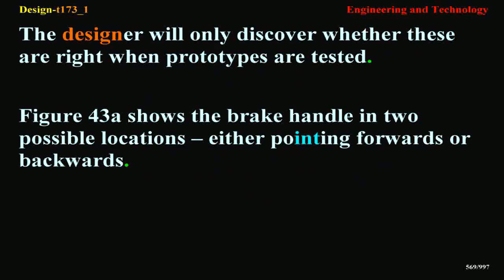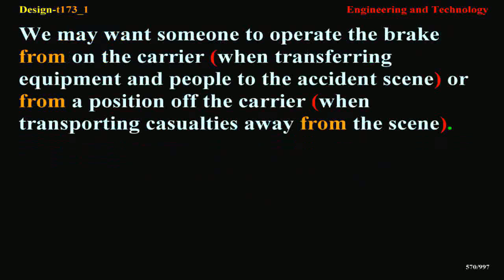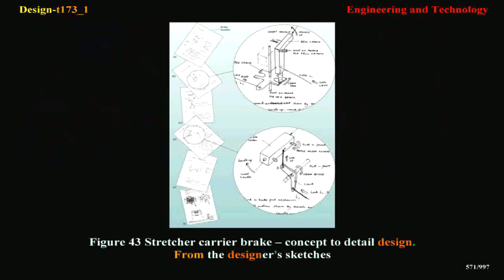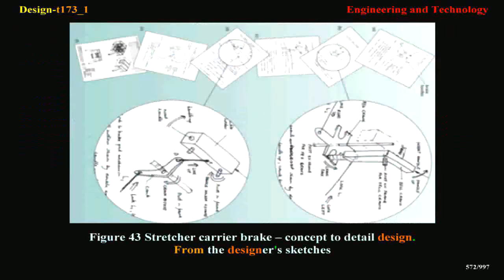Figure 43 shows the brake handle in 2 possible locations, either pointing forwards or backwards. We may want someone to operate the brake from on the carrier when transferring equipment and people to the accident scene, or from a position off the carrier when transporting casualties away from the scene. Figure 43: stretcher carrier brake concept to detail design, from the designer's sketches.